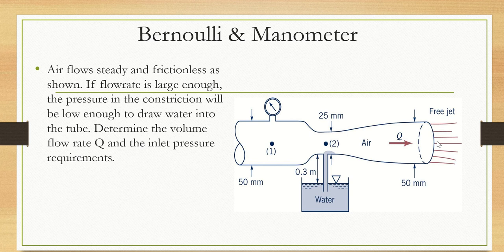So it's important to have an understanding of the flow parameters, understand the definition of a free jet, and understand the definition of a manometer and how it works. Our problem is to determine the volume flow rate Q and also determine the inlet pressure requirements to create this deflection of 0.3 meters in the tube of my manometer.